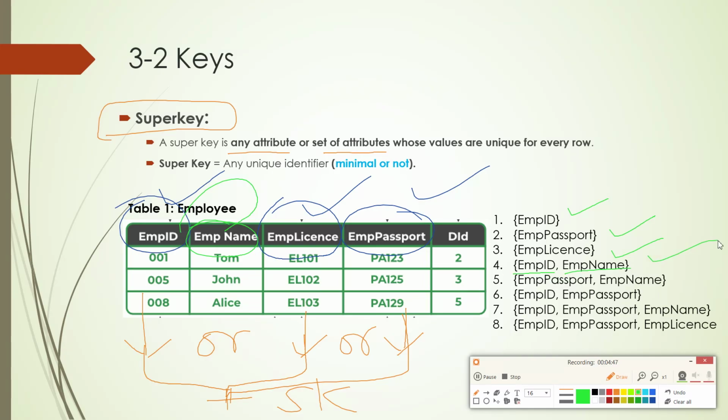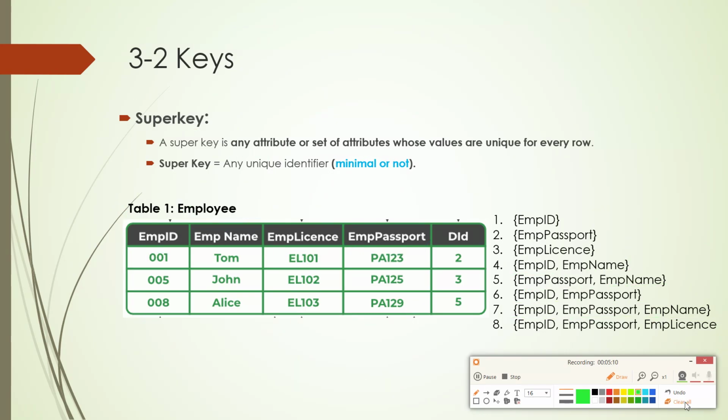And if I combine passport with the employee name, or employee ID and passport, or employee ID, passport, and employee name, or employee ID, passport, and employee license, all these are the possible super keys. One thing which is more important here is that the super key is just a database design concept, and when we are implementing a database, we don't use it in the implementation. It is just a structural and database design concept.